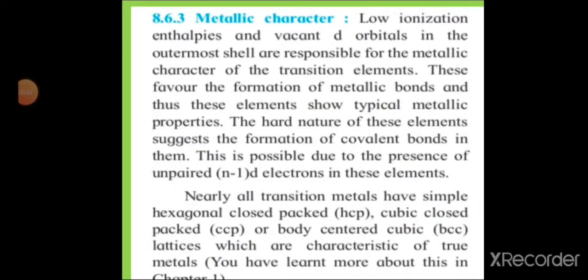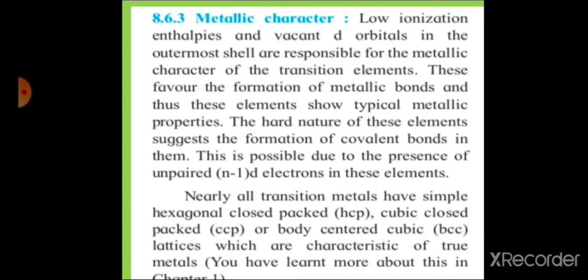Next is metallic character. All the transition elements are metals. They are hard, malleable, ductile. They have high tensile strength. They have high melting points and boiling points. Their metallic character is due to vacant or partially filled (n-1)d orbitals, and they involve both metallic and covalent bonding.